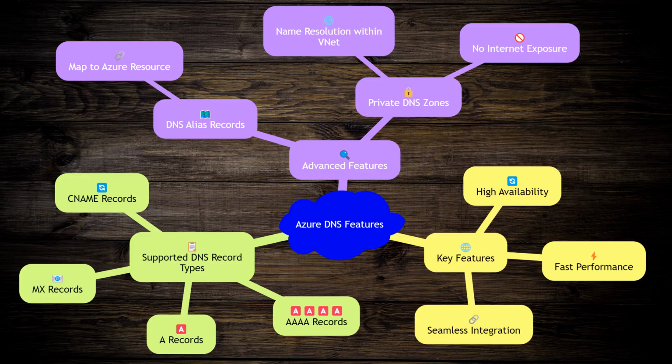Azure DNS offers several key features that make it a robust solution for name resolution. These include high availability, fast performance, and seamless integration with other Azure services. Azure DNS supports all common DNS record types, such as A, CNAME, and MX records. Additionally, it provides advanced features like DNS alias records, which allow you to map a DNS name to an Azure resource, and private DNS zones, which enable name resolution within a virtual network without exposing DNS records to the internet.